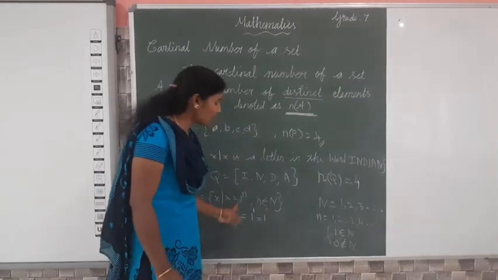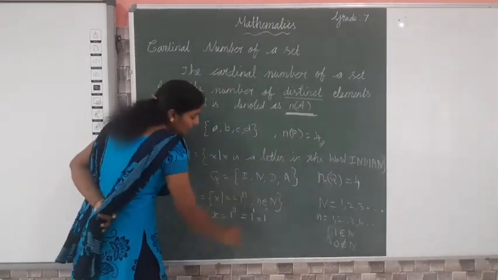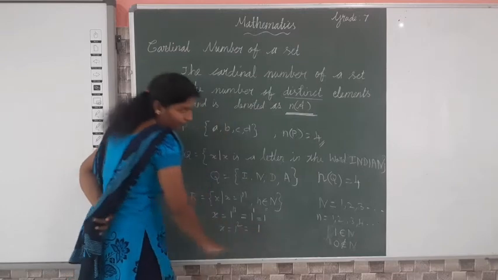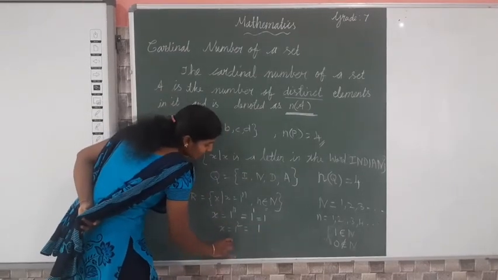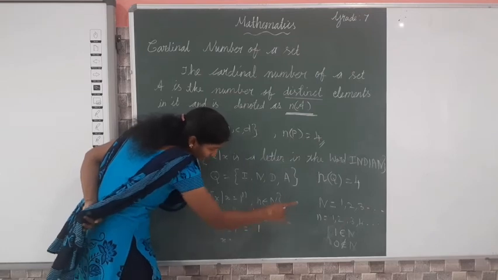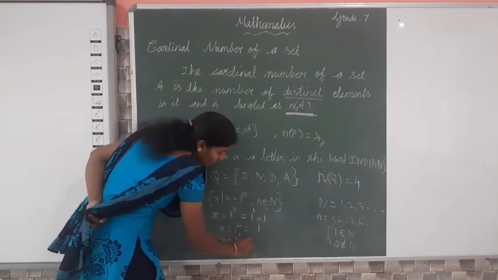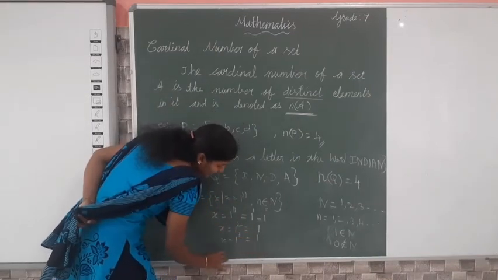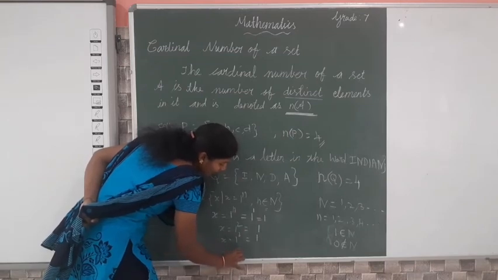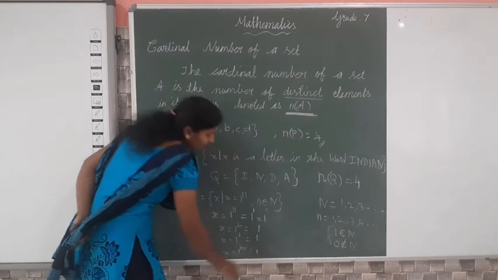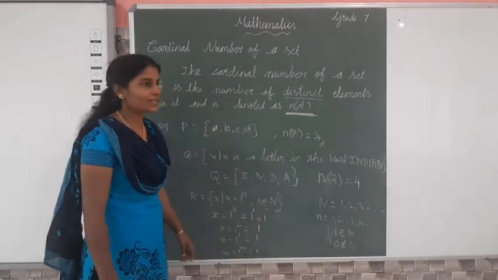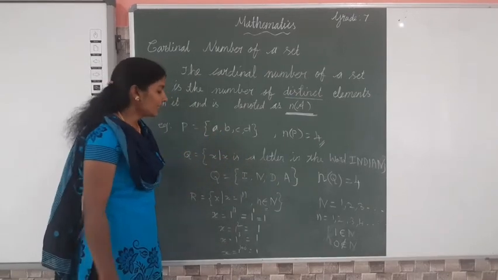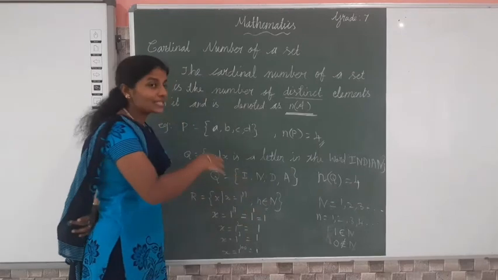Understand? Then we can take n equal to 2, so x equal to 1 squared, which is 1 into 1, equal to 1. Then n equal to 3, so 1 cubed is 1 into 1 into 1. What's the answer? 1. Like this, you can repeat again and again. x equal to 1 power 100 is also 1. That is the same element. But a set means distinct objects, so this one is repeated again and again.